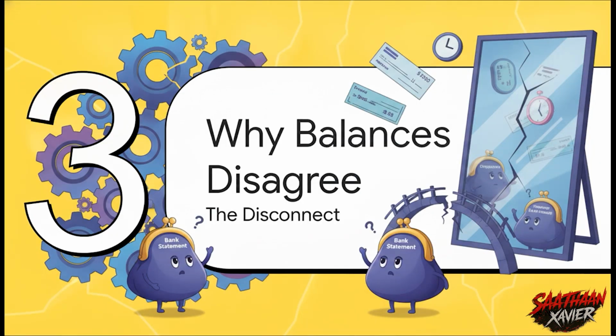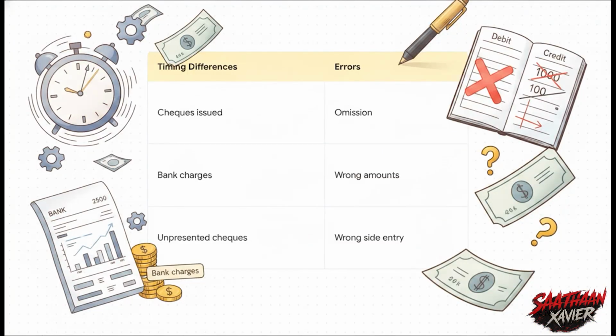Which brings us to Section 3, why balances disagree, the disconnect. So if they are perfect mirrors of each other, why is there a problem to begin with? Well, the crucial point here is that most of the time, these two balances do not magically match. The culprits causing this disconnect always, and I mean always, fall into one of two clear categories: timing differences or errors. Errors are exactly what they sound like: mistakes made by either the bank or the customer.